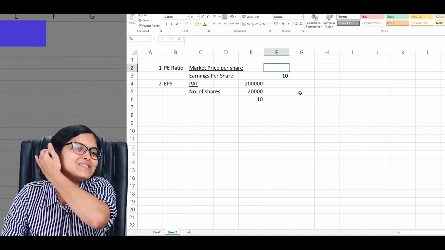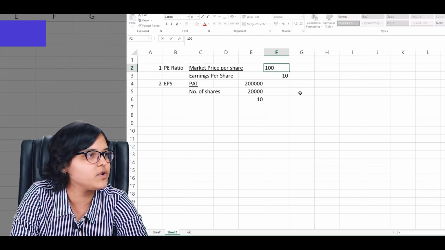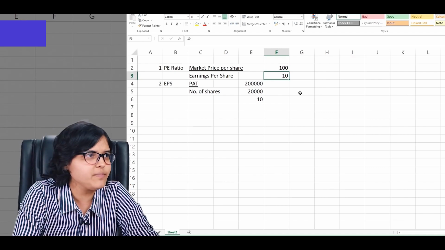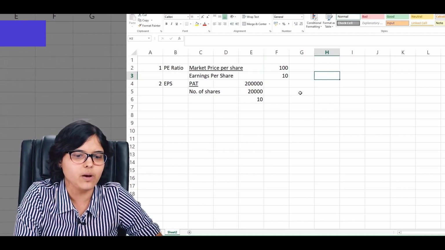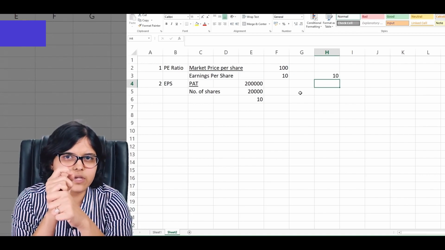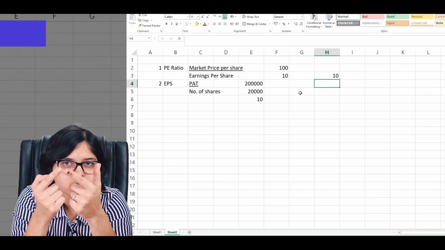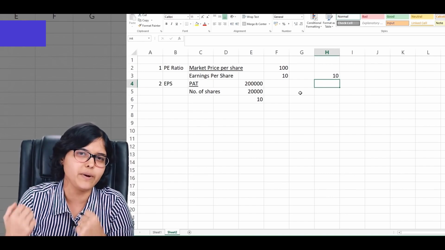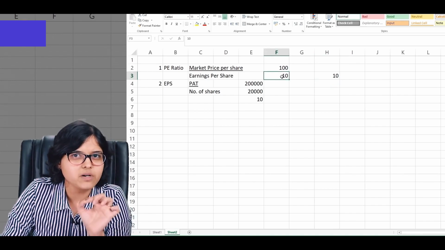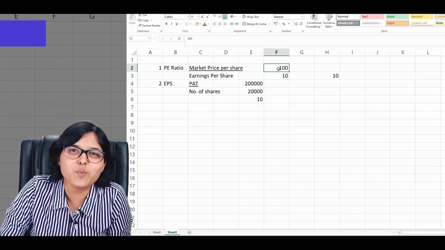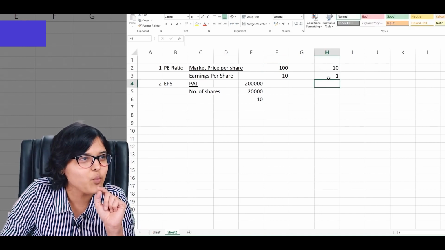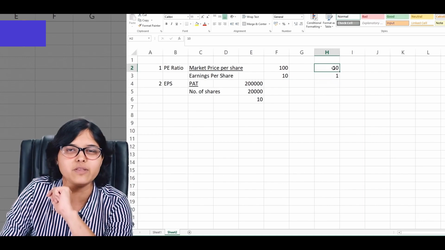So let's say EPS is rupees 10 and assume that the market price is 100 rupees. Now the question is, what is the PE ratio? It's very simple: 100 divided by 10, and our PE ratio comes out to 10. What is the meaning of this 10? Any investor is ready to pay 10 times the earnings of that share as compared to the current market price. So to earn 10 rupees per share, I am ready to pay 100 rupees per share. It's as good as 10 is to 1. To earn 1 rupee per share, I'm ready to pay 10 rupees for that share.